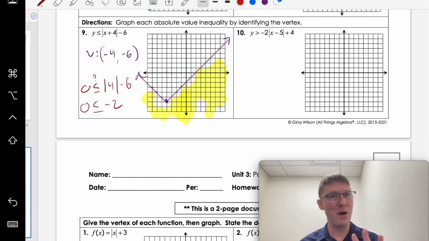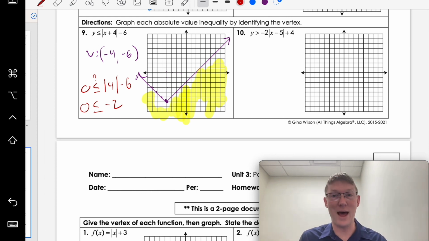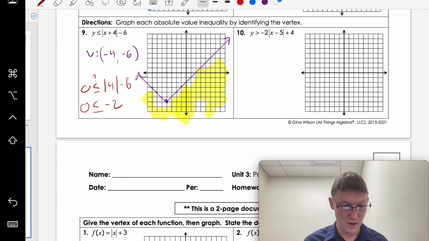Those are 3 different methods. You don't need to know all 3. Just pick the one that works best with your brain and become proficient at that. That's what you got to do. So there you go. Absolute values in vertex form. We'll do lots more examples in class, and it's going to be fun.